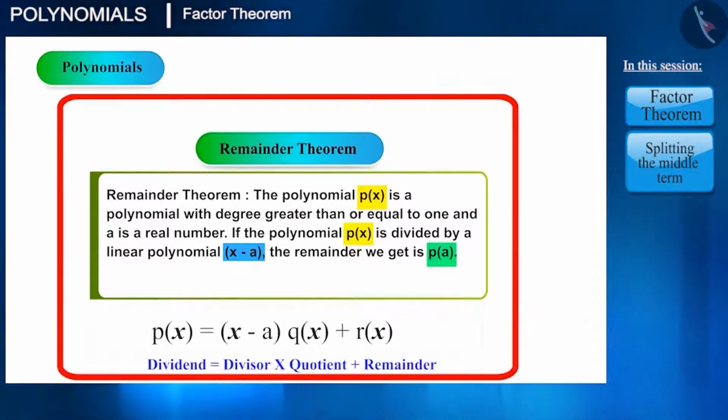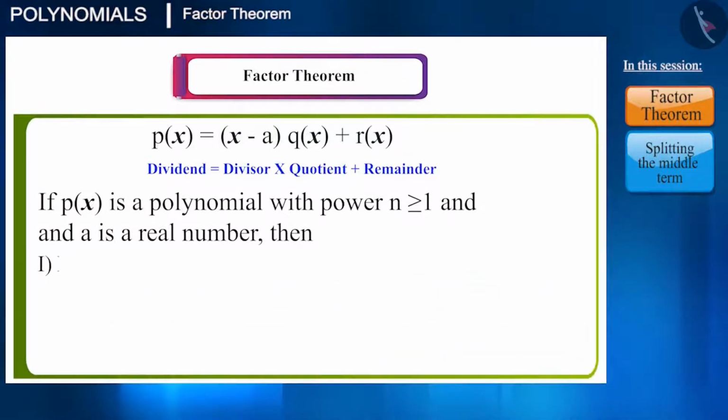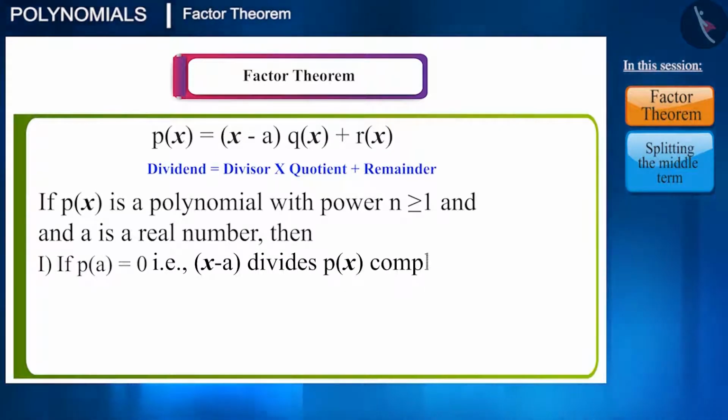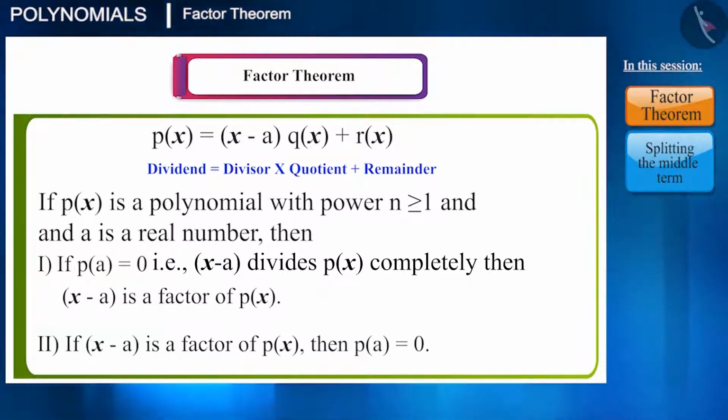In the previous video, we learned about the remainder theorem, which states that when a polynomial p of x with power 1 or more than 1 is divided by a linear polynomial x minus a, it gives a remainder p of a. Taking this theorem one step further, the factor theorem states that if p of a gives the remainder 0, that is, if x minus a divides p of x completely, then x minus a is a factor of p of x. And if x minus a is a factor of p of x, then p of a will be 0. Let's see an example related to this theorem.